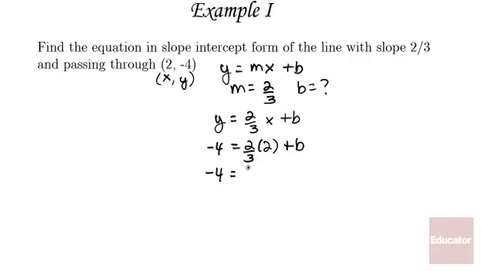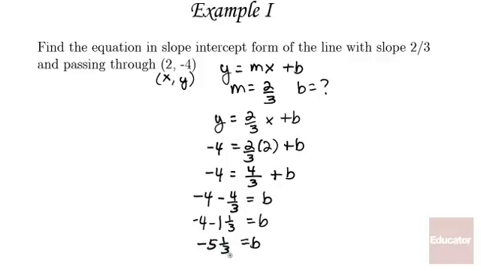So that's 4/3 plus b. Subtracting 4/3 from both sides equals b. And you could think of this as -1 and 1/3. Might be easier to look at it that way. So this is -5 and 1/3 equals b.